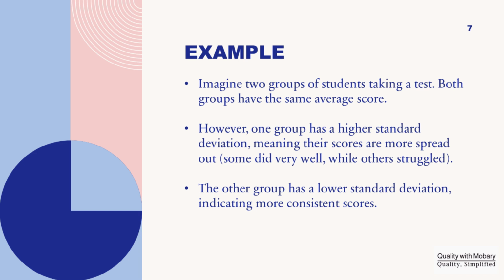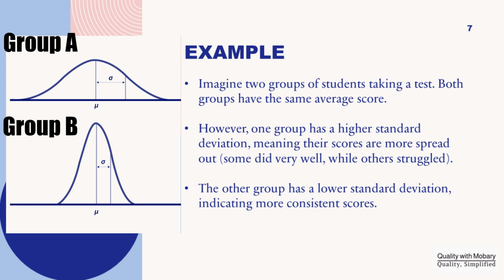Let's circle back to this curve here, where you can see this is a good example if we compare, let's say, group A and group B, right? So group A, the values in this group are dispersed, or you can say that they are far away from the mean, right? However, the other group had a low standard deviation, where the values are clustered around the mean and the scores are somehow consistent.